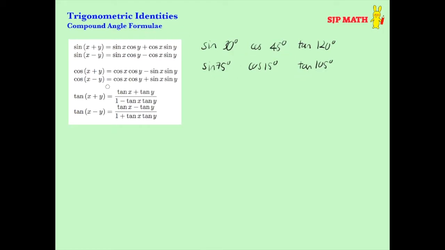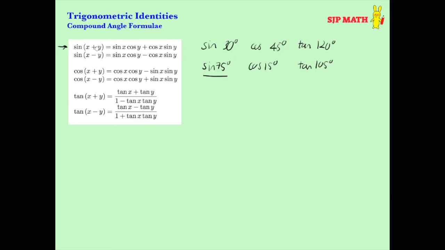How do we find the exact values of these? Well, we have to use these formulas. But how are we going to use them? Let's try it out. As an example, let's try finding the sine of 75 degrees using the first equation. Here, the sine of 75 degrees must be expressed in the form sine of x plus y. So 75 degrees must be expressed as the sum of two angles, x and y.